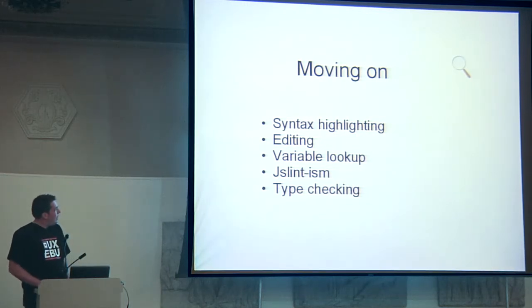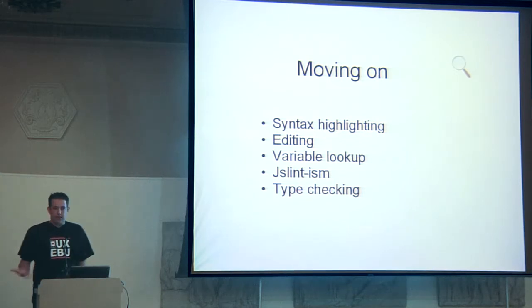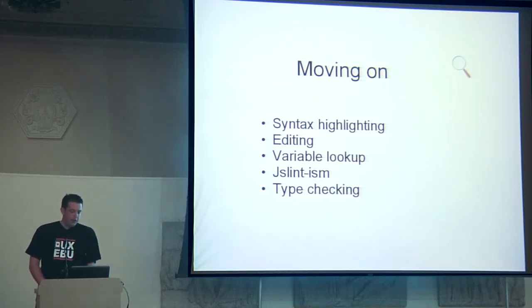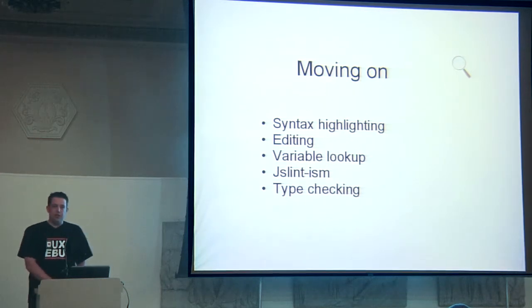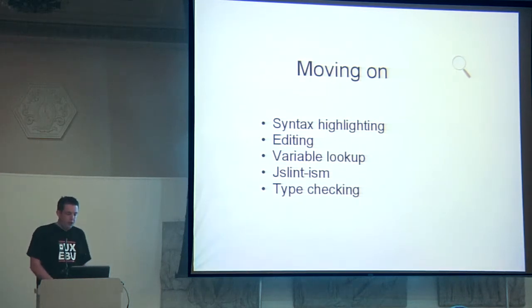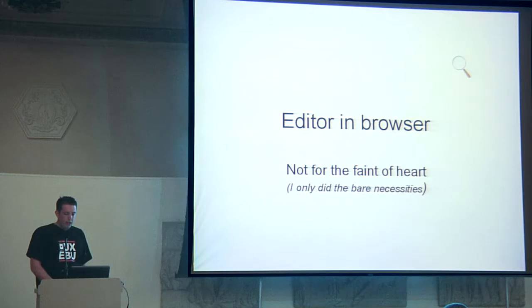I'm going to show you. It does syntax highlighting, which is pretty basic; everybody has that nowadays. It does a form of editing, but I only did the tip of the iceberg. There's CodeMirror, there's Ace, Cloud9, whatever. They do much more than that. I only did the simple basic stuff that I needed to work with the application. There's variable lookup, JSLint-kind-of messages, error warnings, and type checking.